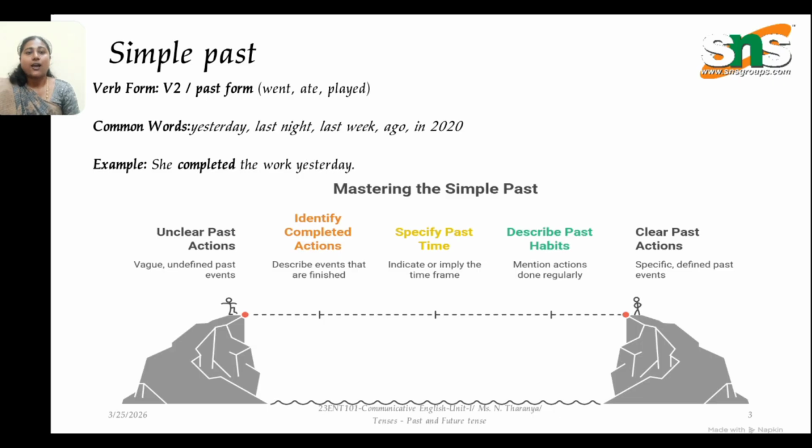Unclear past actions, vague, undefined past events could be said using simple past. Identifying completed actions, describe events that are finished. It is used to describe the events that are finished in the past, but we don't know when the action happened. The next one is specify past time, indicate or imply the time frame. The next one, describing the past habits, like I used to go for a walk. So it is a past action that I had. Mention actions done regularly in the past.